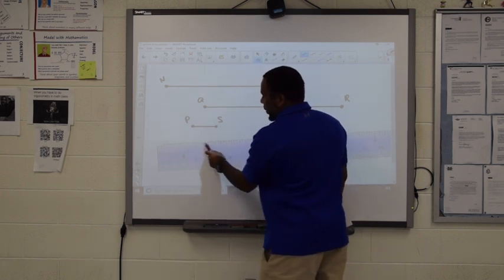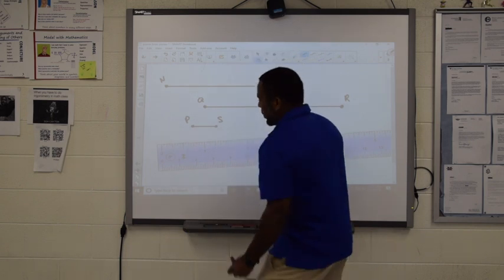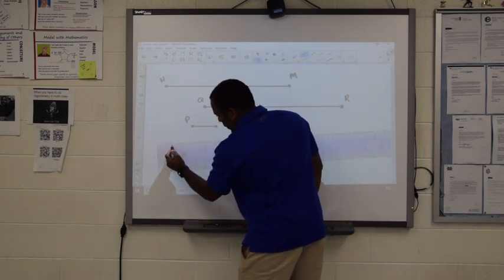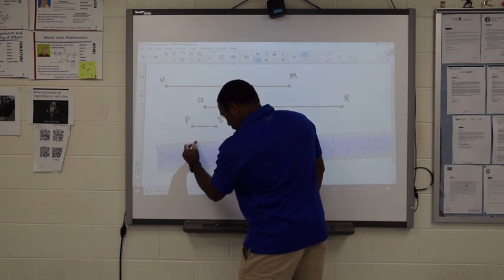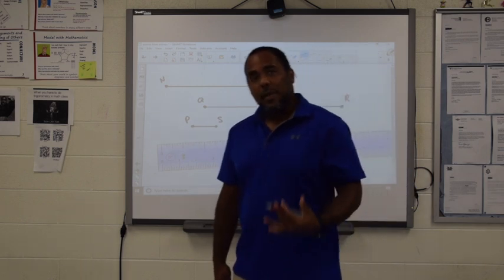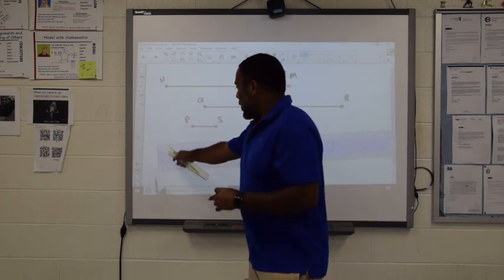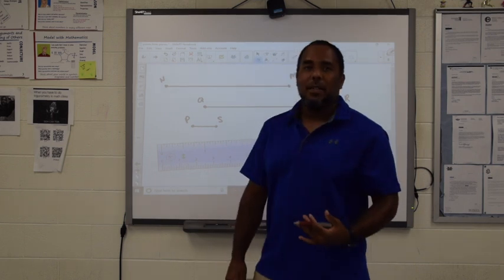Well, what about all these other ones? How much of an inch is it? We have 1, 2, 3, 4, 5, 6, 7, 8, 9, 10, 11, 12, 13, 14, 15, and 16 makes an inch, which means each of these tick marks is 1/16 of an inch.